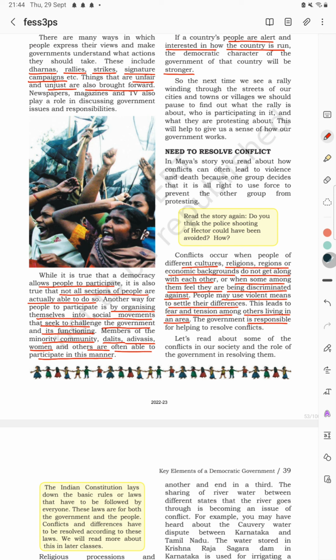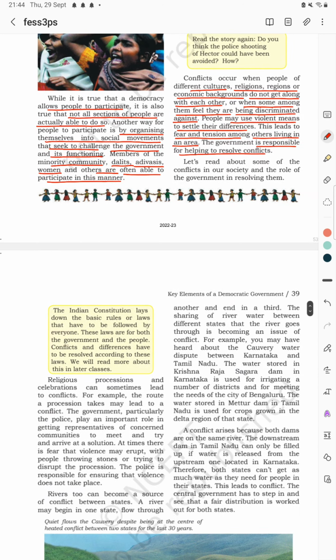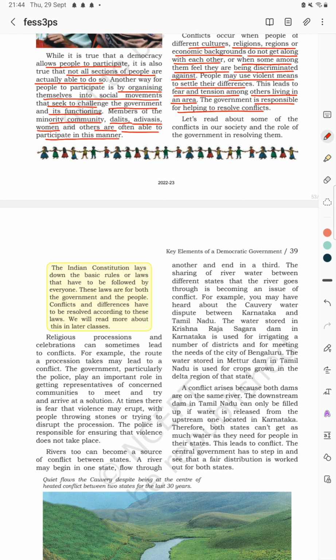The government is responsible for helping to resolve conflicts, so it is the duty of the government to help resolve the conflicts. Let us read about some of the conflicts in our society and the role of the government in resolving them. The Indian constitution lays down the basic rules or laws that have to be followed by everyone. These laws are for both the government and the people. Conflicts and differences have to be resolved according to these laws. Okay, and we will read about this in the later classes. So basically, one way of resolving conflicts is following the constitutional laws.